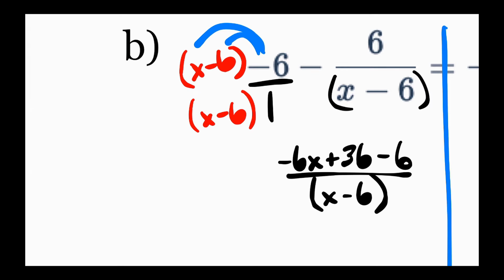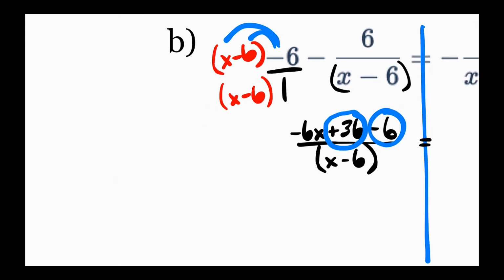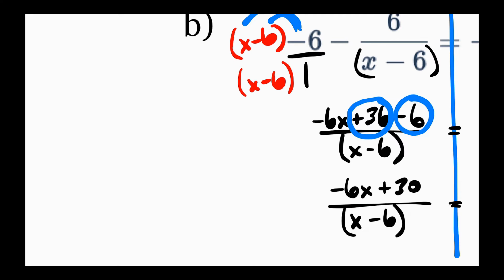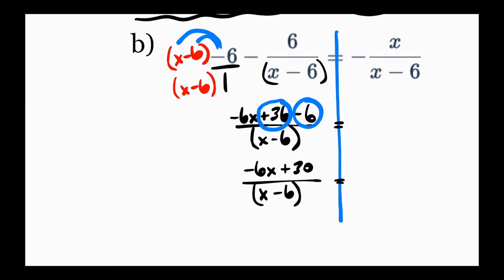Okay. I can combine some like terms here. Positive 36 and -6. Those are going to make positive 30. Now I have a fraction. I've combined those two, so now I'm going to bring down the fraction I haven't used.